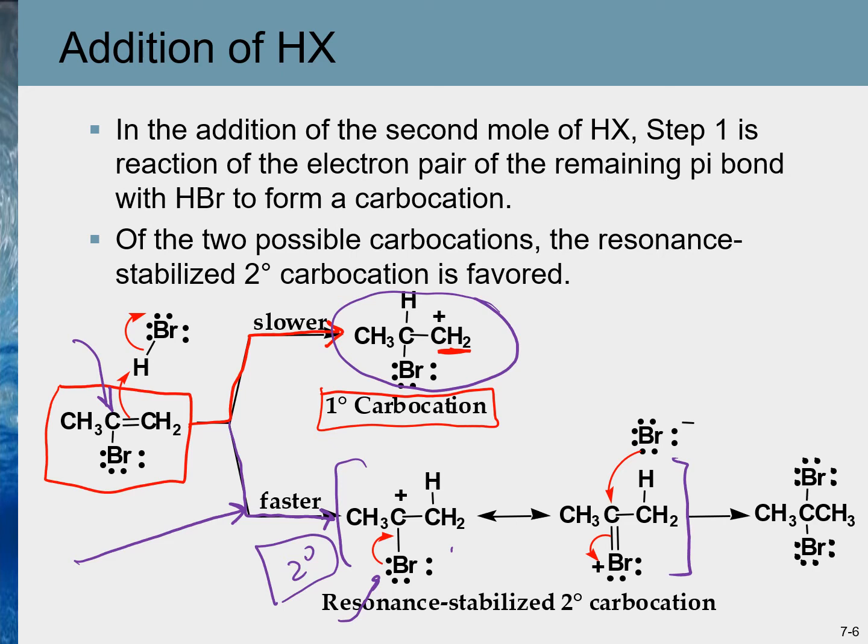The secondary carbocation formed in this step is then attacked by the bromide nucleophile to give rise to a dibromoalkane as our final product.